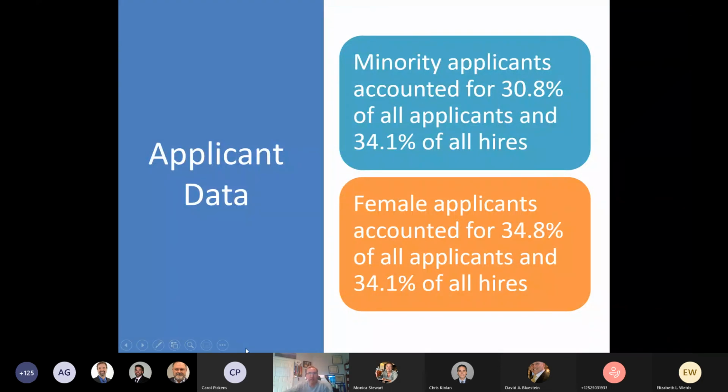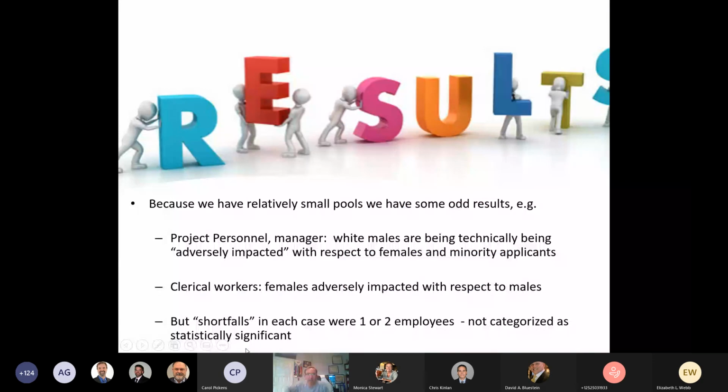There's clearly not obvious signs of overt discrimination or anything of that nature. Within the results, because we've got some small pools, and this is why we don't talk about every single pool, because our pools are small, we end up with some kind of bizarre results sometimes. So for example, for project managers personnel, technically, after they ran the data, one of the flags they found last year was that males were being adversely impacted with regards to females.